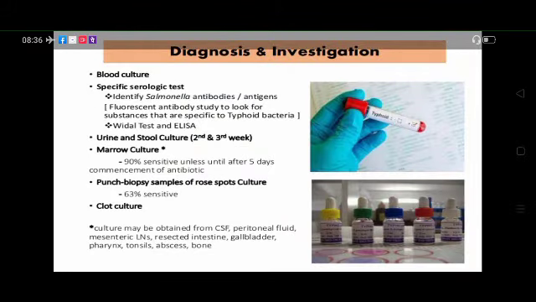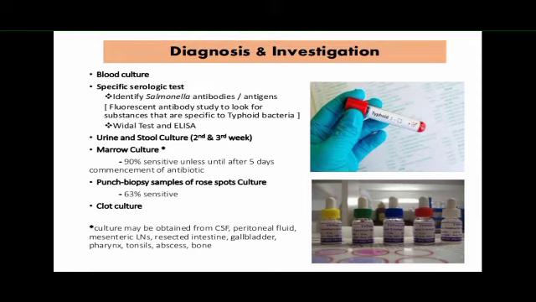Next, coming to the diagnosis and investigation, which includes a blood culture, and specific serological tests, which identify the Salmonella antibodies as well as antigens, and urine and stool cultures during the second and third week of the infection, and marrow culture as well as punch biopsy samples of rose spot cultures, and it is 63% sensitive, and clot culture.